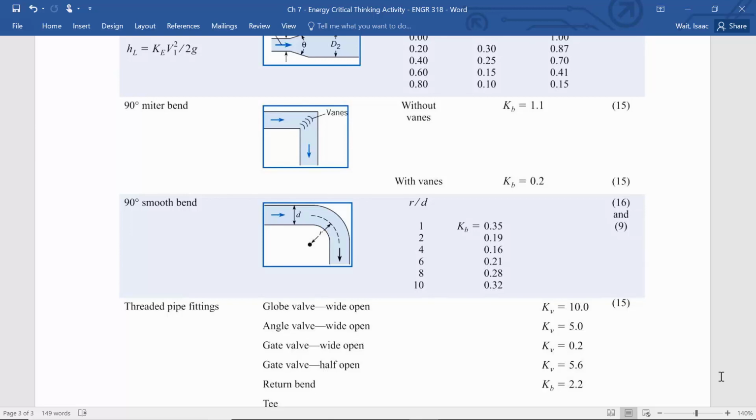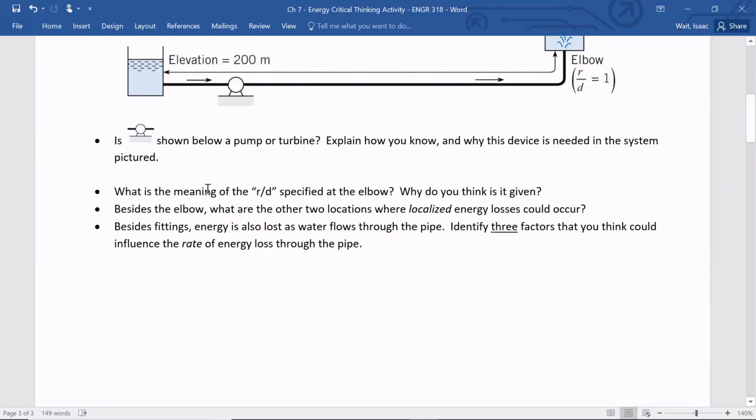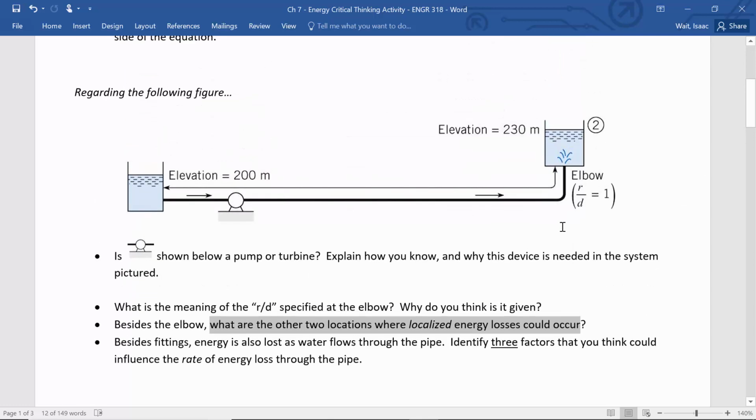Okay, so besides the elbow, what are the two other locations where localized energy losses could occur? So we're not talking about pipe friction. We're talking about localized energy losses. And I'll give you a hint. One of them is not the pump. The amount of head that's added by the pump takes into account any kind of internal losses that occur due to turbulence on a localized basis. So we only know the net head addition from the pump.